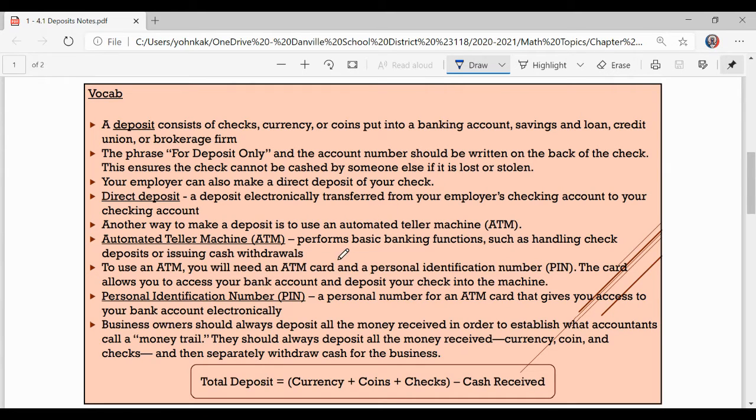What we need to focus on today is when you go to the bank to deposit. Currency is like your bills. Coins are the actual metal coins, and then checks. And so you're going to add all of that together to find your total deposit. And then if you're going to keep any cash, you're going to subtract that.